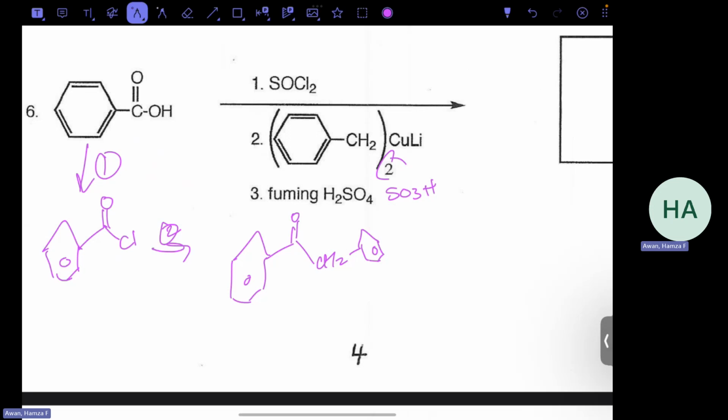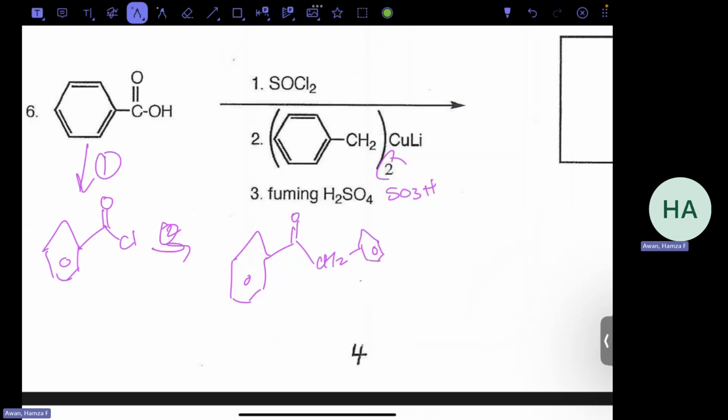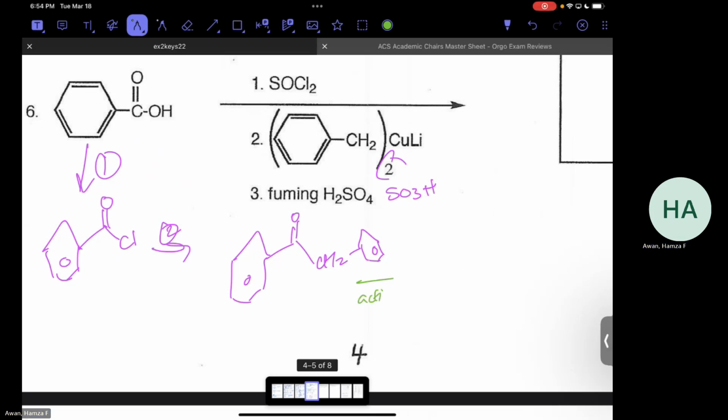We have this ring on the right, which is going to be an activated ring. This is because it has the CH2 group attached to it, whereas this ring on the left is a deactivated ring because it has our ketone attached to it. This ketone is an electron withdrawing group, and this CH2 is an electron donating group. So it will be attacking on the right ring.